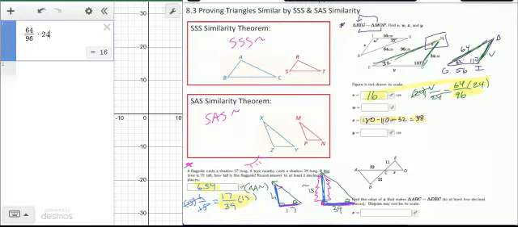If we look at W, W is this measure, which I already established was 110 by using the corresponding parts. In two similar triangles, the corresponding angles are equal, so W would be 110 degrees.